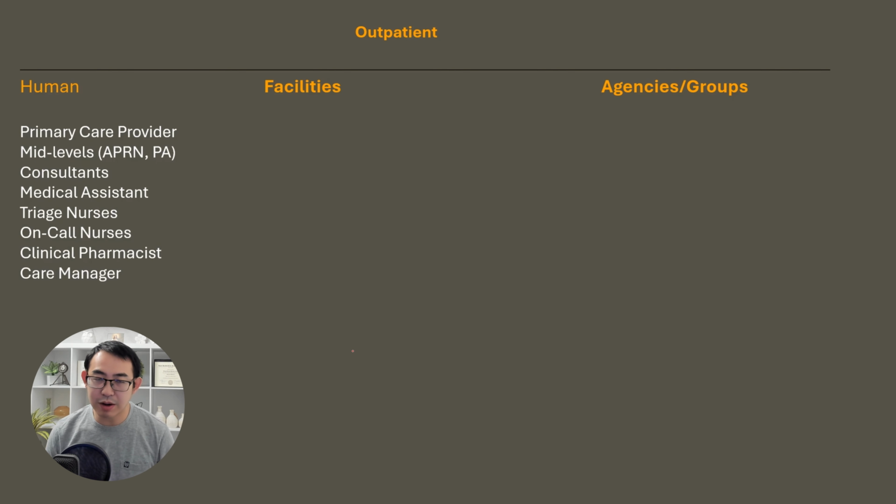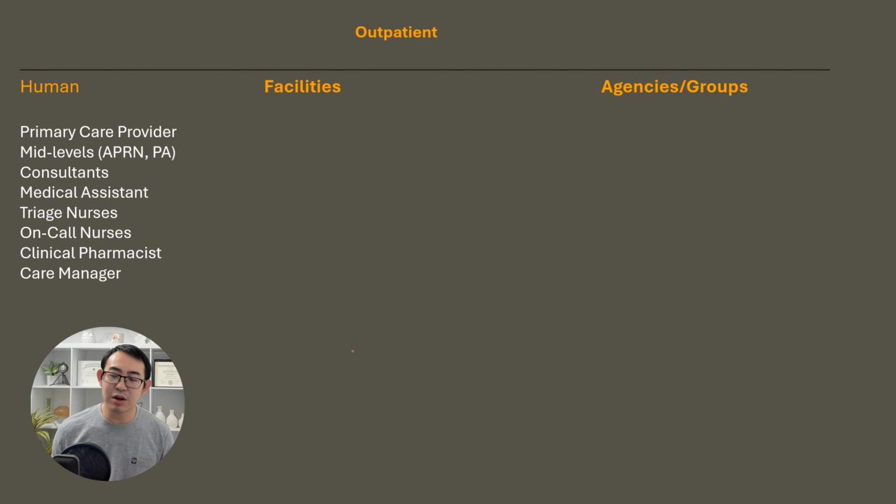And the primary care provider can be a mid-level, just like in the inpatients. Actually, they could be mid-levels, like the APRN and the physician assistants. Of course, we have the consultants, the cardiologist, nephrologist, and all the subspecialties. But also we have the medical assistant who rooms you. We have a triage nurse.